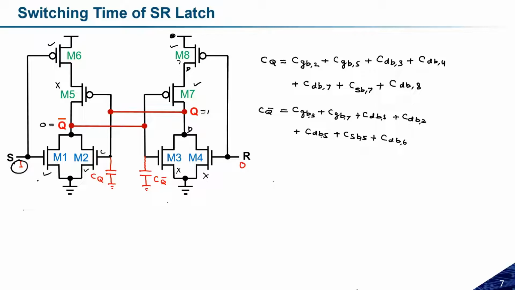But what happens if I am changing the logic from 1 0 to 0 1? In that case, I'm assuming that I have applied the reset at logic 1 and the set at logic 0. Because this reset is at logic 1, this transistor M4 will be activated. What it means is that this Q will change its state from 1 to 0. Okay, so this Q will change its state.